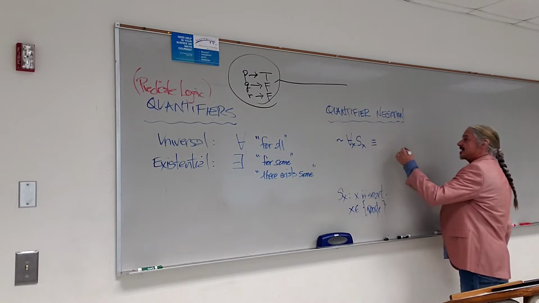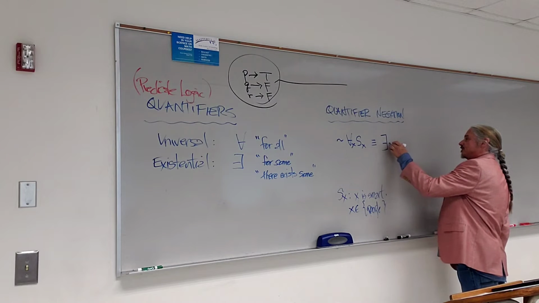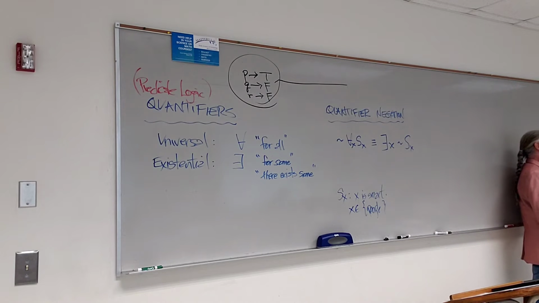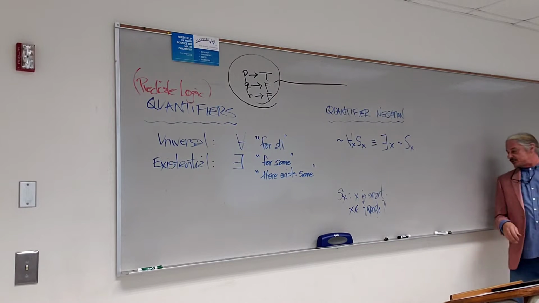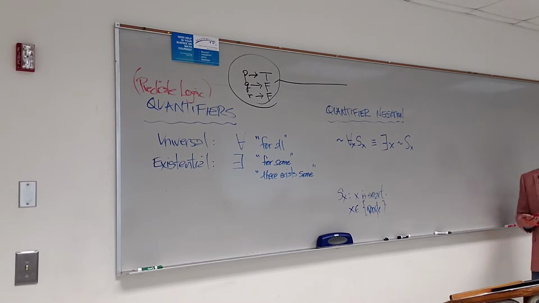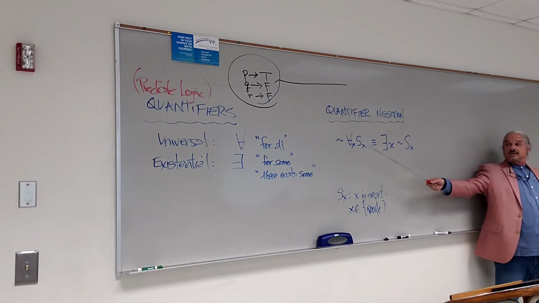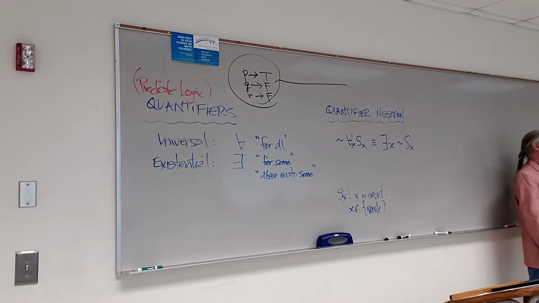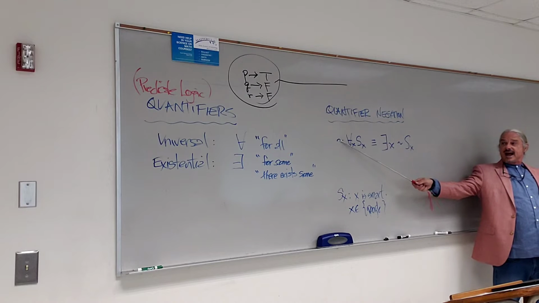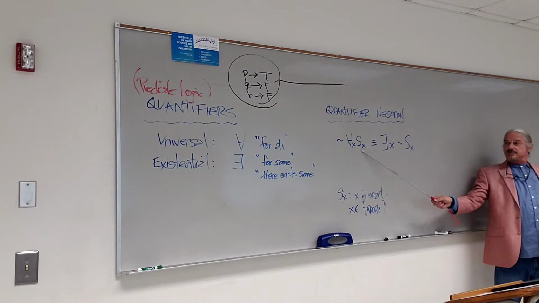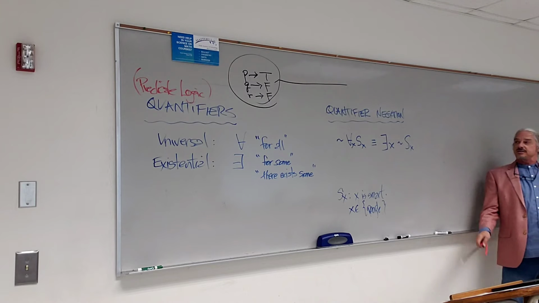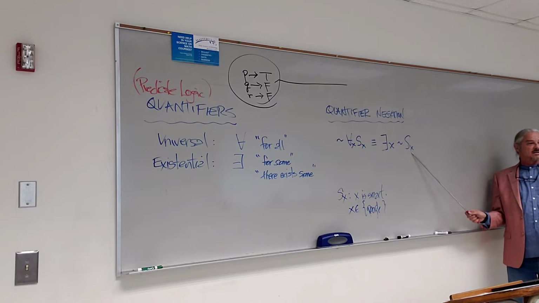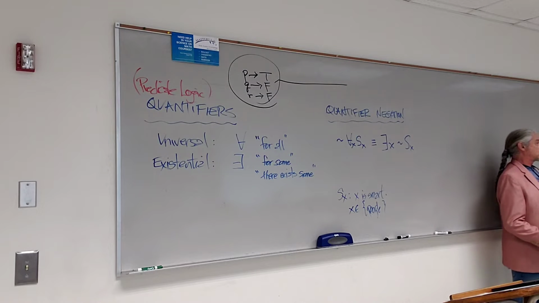So watch what happens. The negation of a universal quantifier is an existential quantifier. I'll say that again. The negation of a universal quantifier is an existential quantifier. Let me read what this says. It is not the case that everybody is smart. It's the same as there exists one person who is not smart. It only takes one, or some.